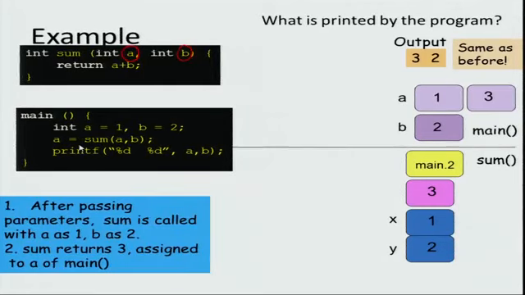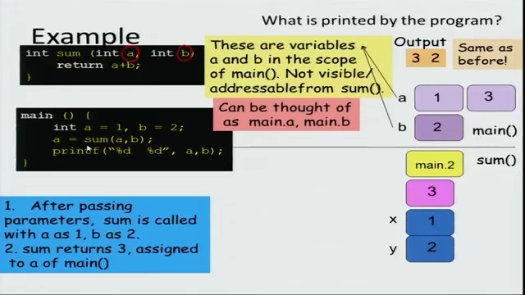So, what really happened here? After passing the parameters, sum is called with a as 1 and b as 2, and so it returns a value 3 assigned to the a of main. Now, these variables are called a and b in main, and they are called a and b in sum as well. The variables a and b inside sum are different from the variables a and b inside main. The scope of these variables is main, and the scope of these variables a and b is the sum function.